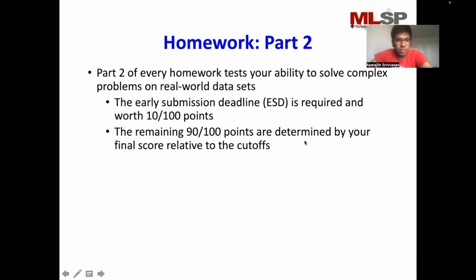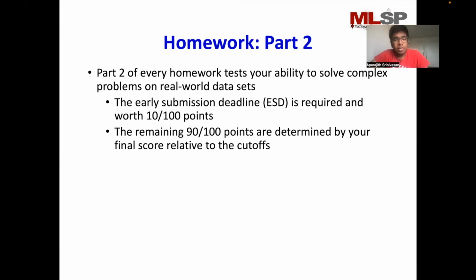So moving on to part two. Part two of every homework tests your ability to solve problems on real world data sets. There's an early submission deadline which is mandatory. It's not a bonus, it is mandatory, and it is worth 10 out of 100 points. The reason why we have this early submission deadline is because some students tend to start this part two just 2 or 3 days before the deadline. And believe me, models for some homeworks might even take a day or two to get trained, and we don't want that to happen to students.